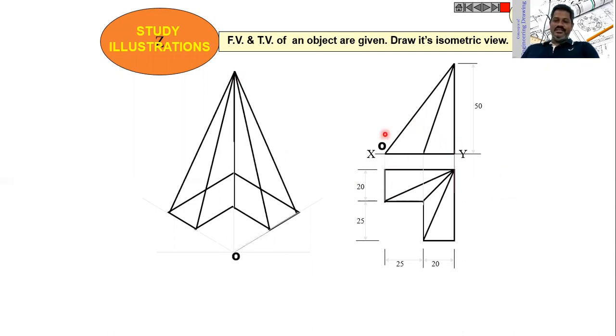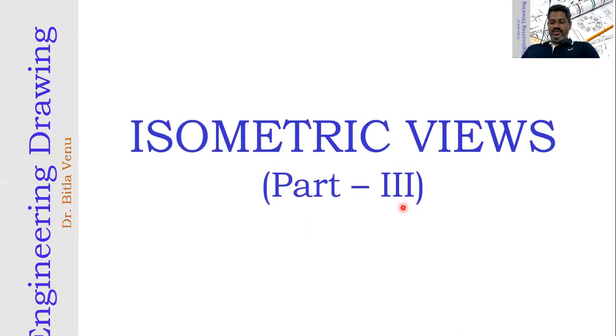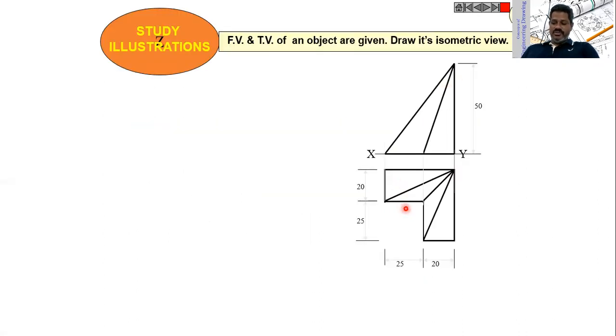You can see here, this is the front view and this will be the top view. The problem is very simple, right? It looks complex, but the problem is very simple. First we have to construct the base, then locate the apex, then join the apex point with all the base points, which gives us the isometric view of the figure.